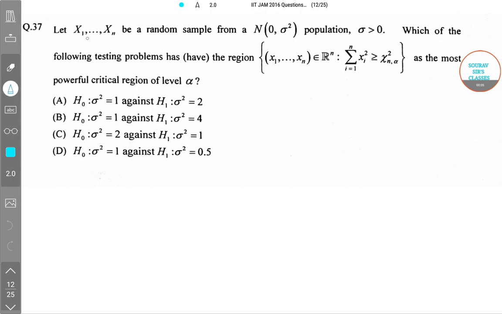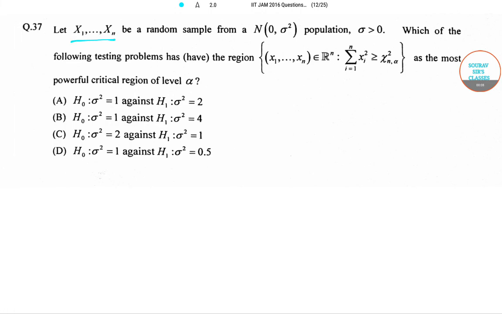The question is, let x1 up to xn be a random sample from a normal 0, sigma squared population where sigma greater than 0. Which of the following testing problems have or has the region where summation xi squared, i ranging from 1 to n, is greater than or equal to chi squared with n degrees of freedom and alpha level of significance as the most powerful critical region.